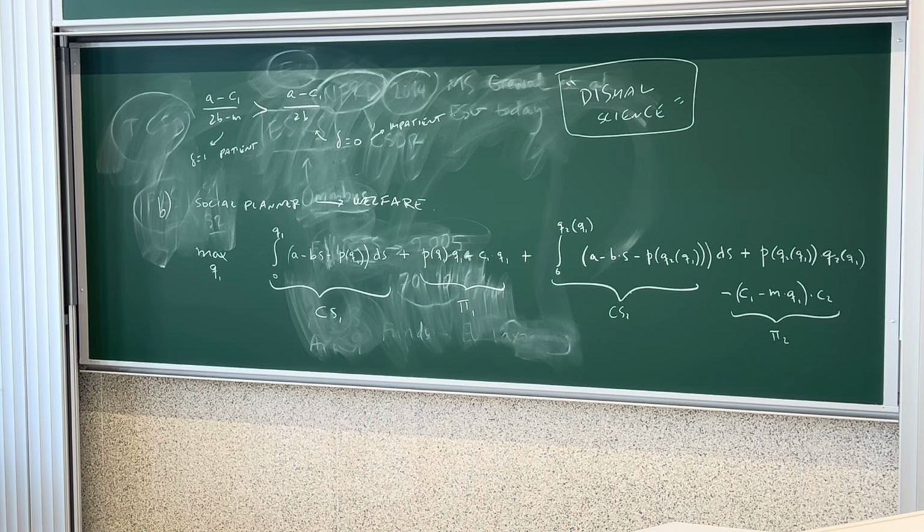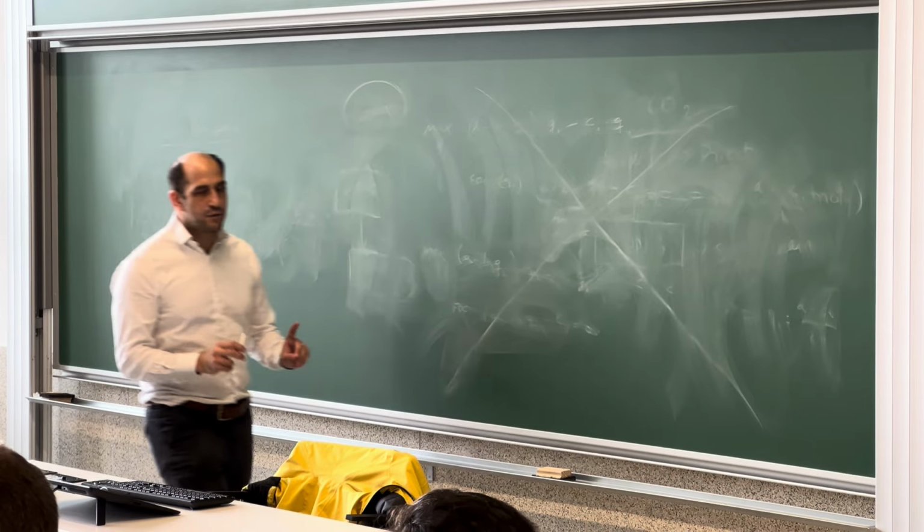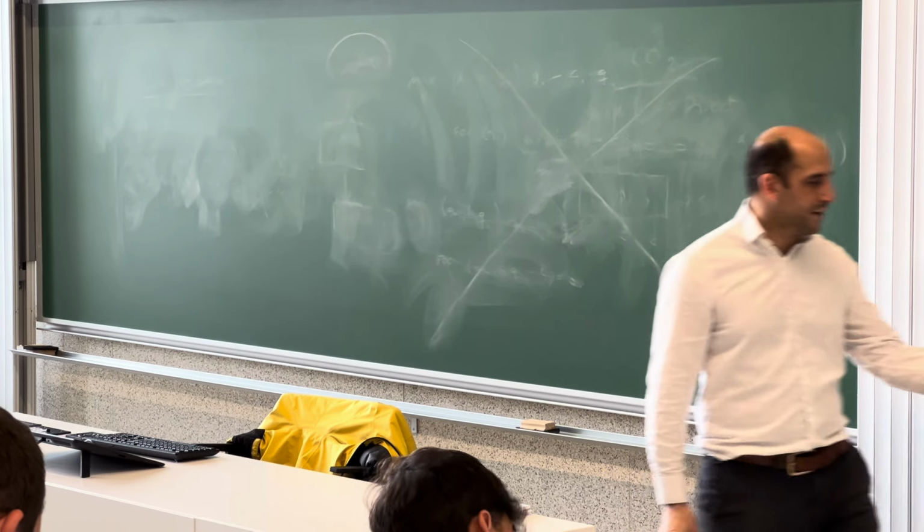Alright, so let's solve the social planner problem. You see the social planner here only decides quantity in period 1, right? And then in period 2, the monopolist is going to choose Q2 of Q1, such that Q2 of Q1 is equal to the monopolist quantity, which is (A minus C2) over 2B.